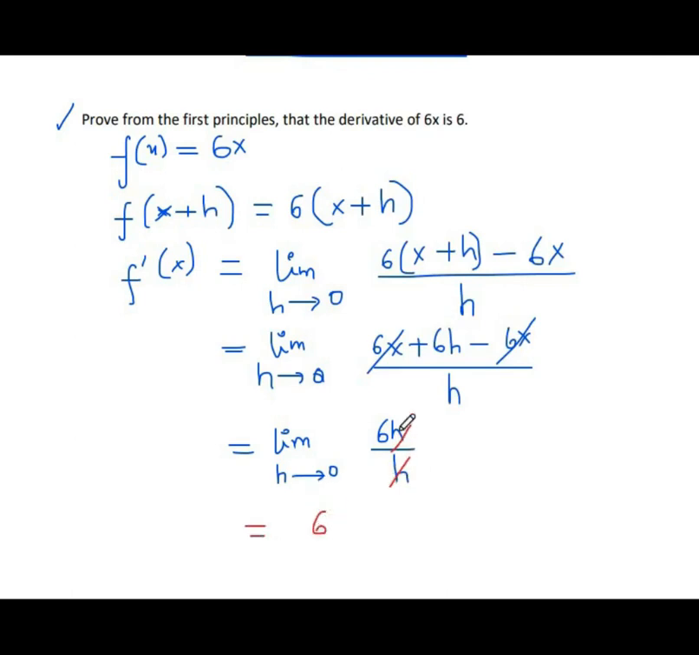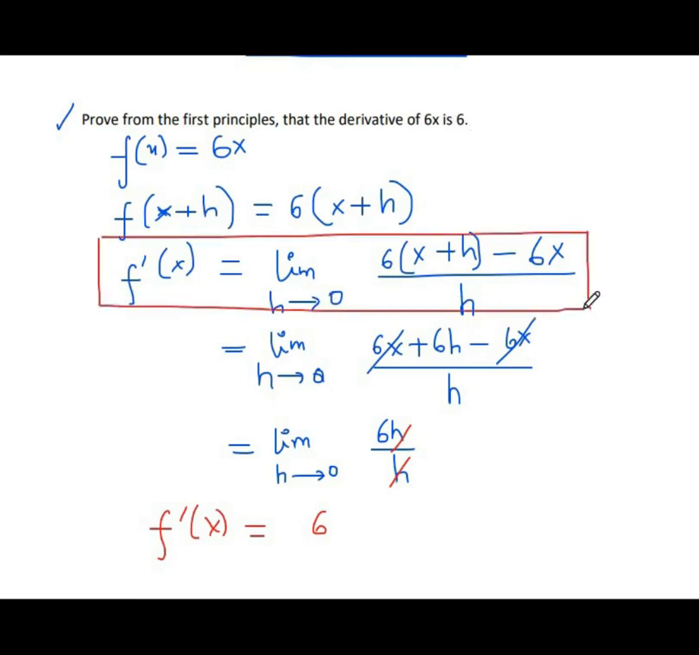Since there is no h term in our answer, we do not have to write limit as h tends to 0. So we get f dash of x is equal to 6. This is what they had asked us to prove, that the derivative of 6x is 6. So we have used derivative from first principles to show that the derivative of 6x is 6.